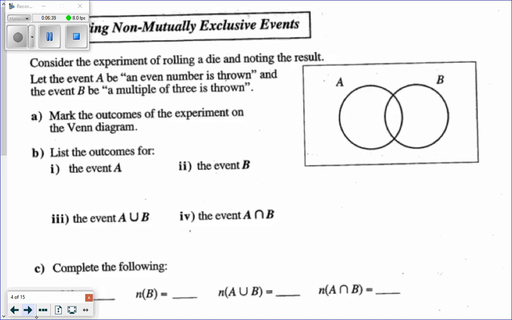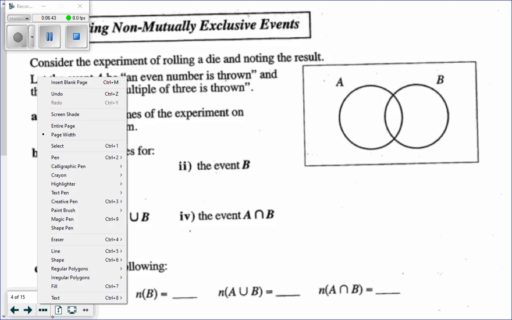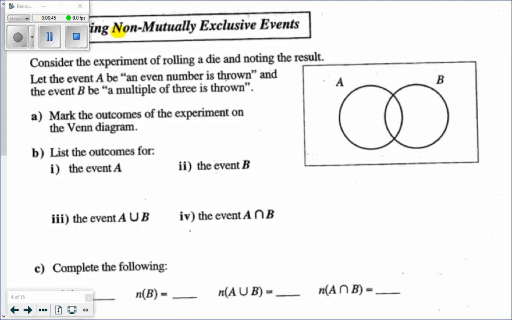Okay, so what about events that do have overlap? So these are called non-mutually exclusive because they have overlap. And the overlap, remember from set theory, the overlap is the and. And if you also remember from Venn diagrams, you start here and then you work your way out.